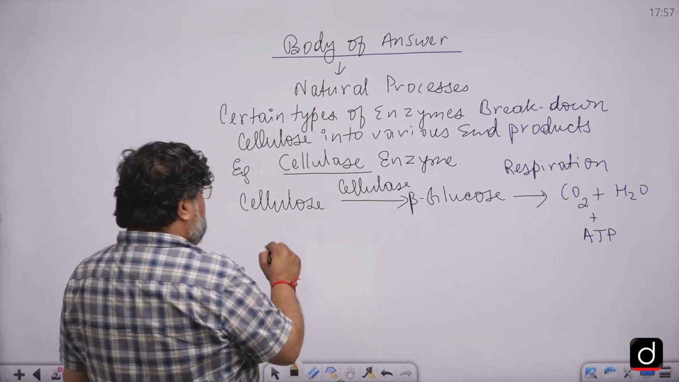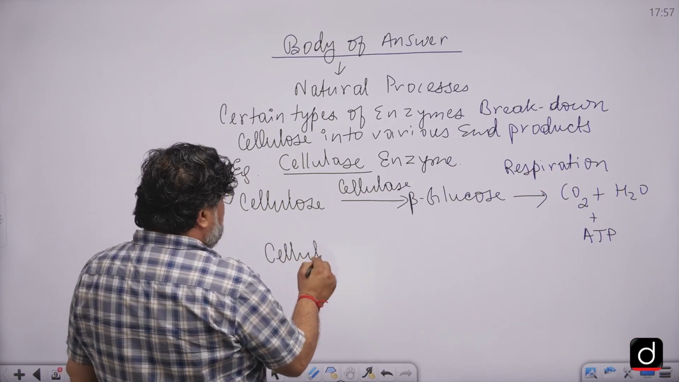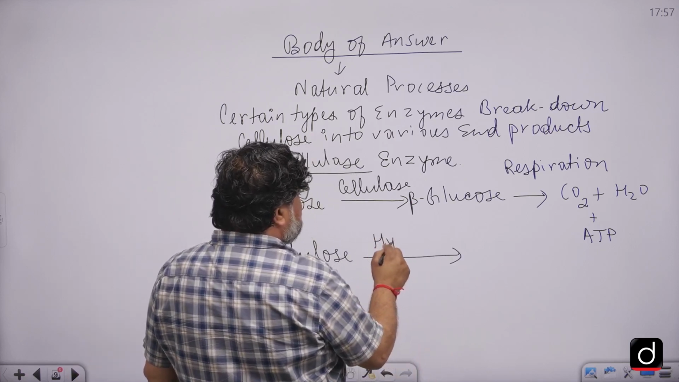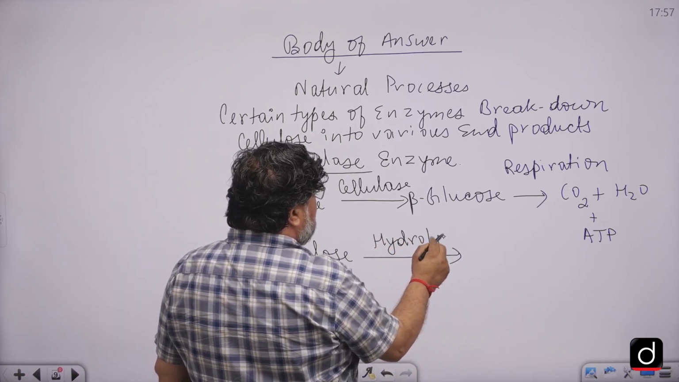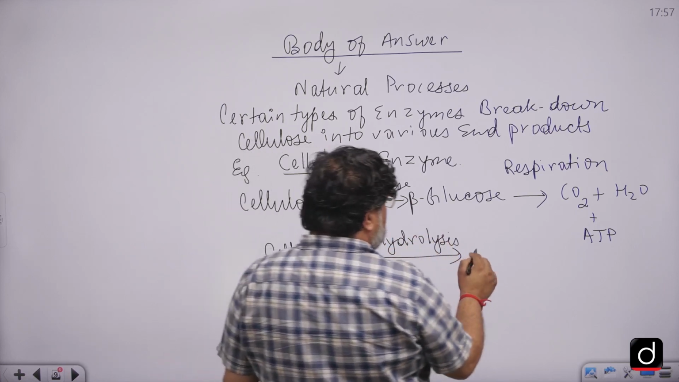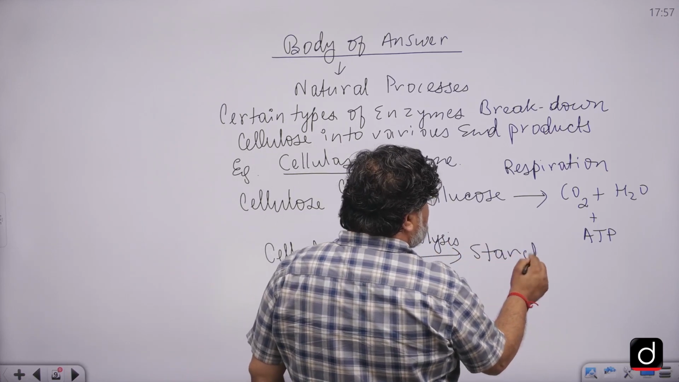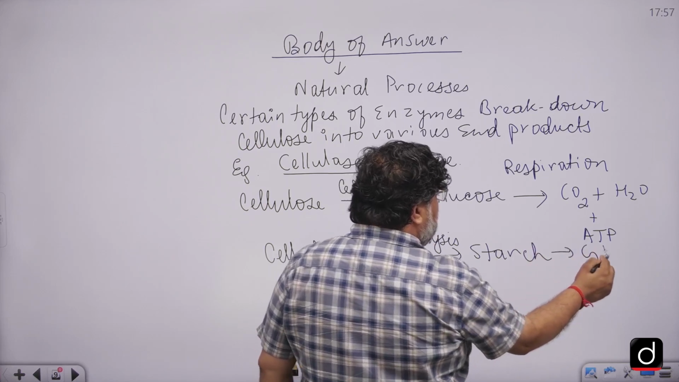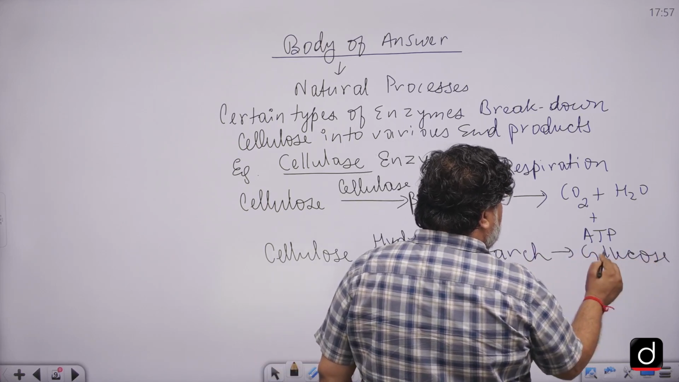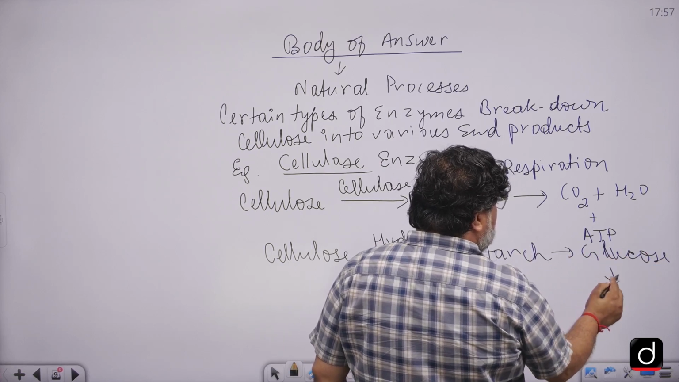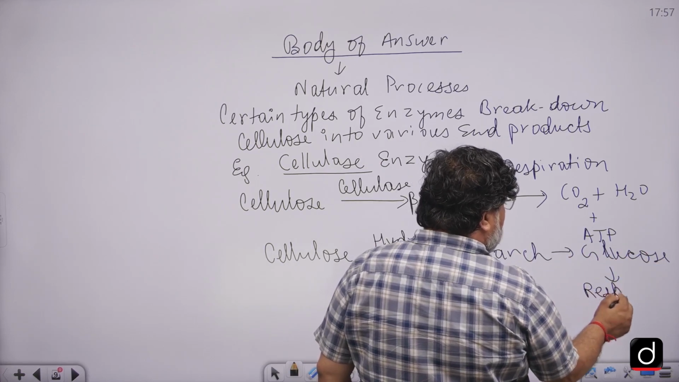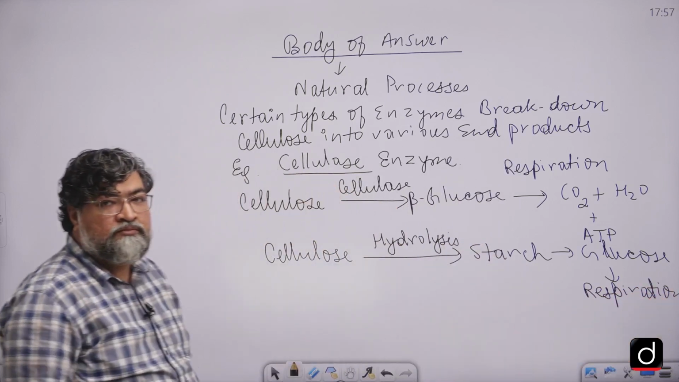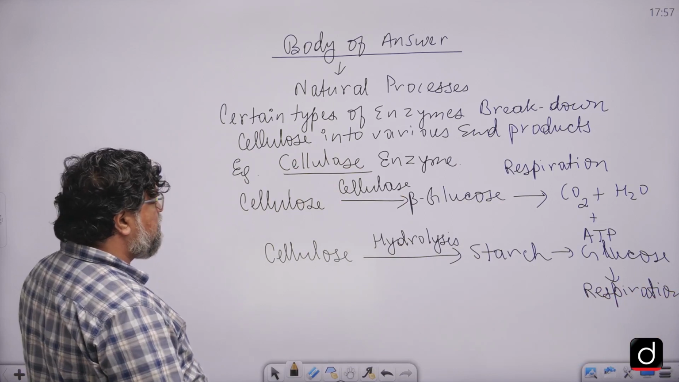Even the normal plants, right? Even the plant can hydrolyze, with hydrolytic enzymes or hydrolysis, into starch. It can convert into starch, and then starch can further be converted into glucose, and then it can undergo the respiration process. This I am talking from the plant point of view, where the plant can utilize cellulose. That could be another way here.